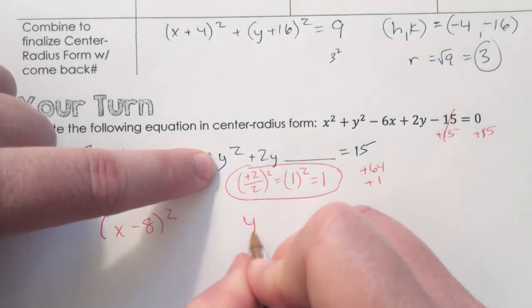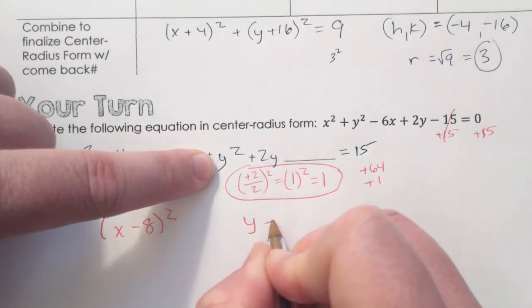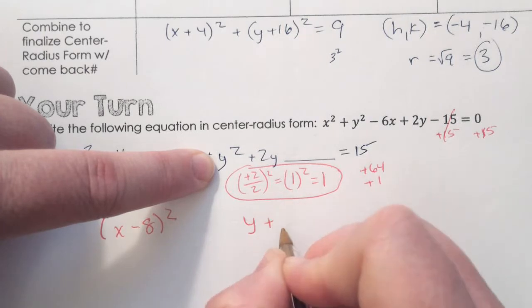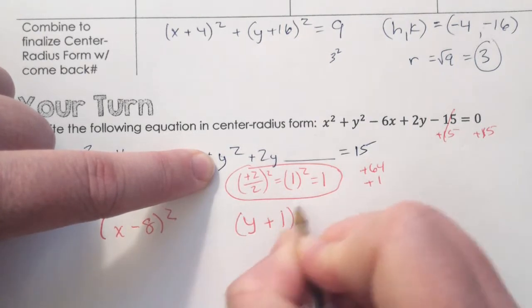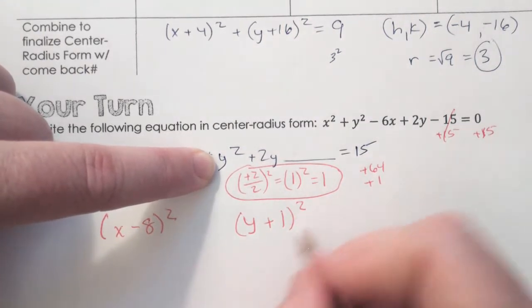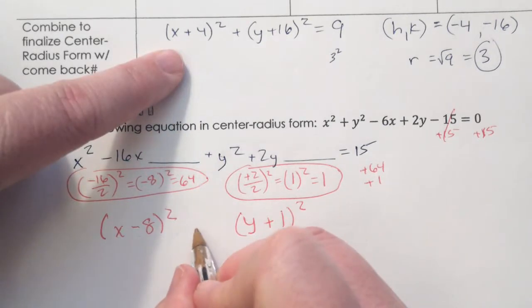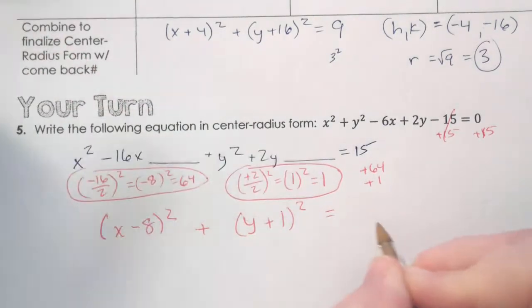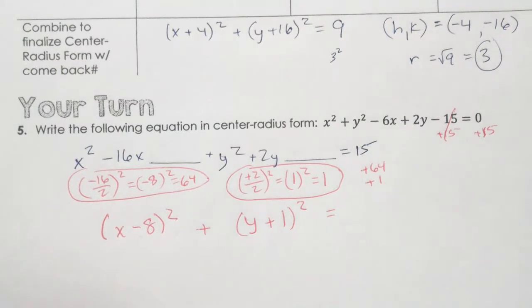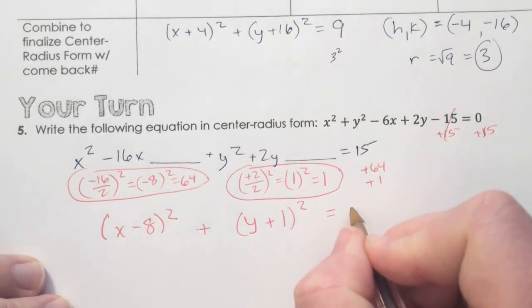Over here, I had y, and I'm going to have a plus 1. That quantity squared. Make sure that there's a plus in the middle here. Equals, and then we're going to add those together. 15, a positive 64, and a positive 1. We get the number 80.